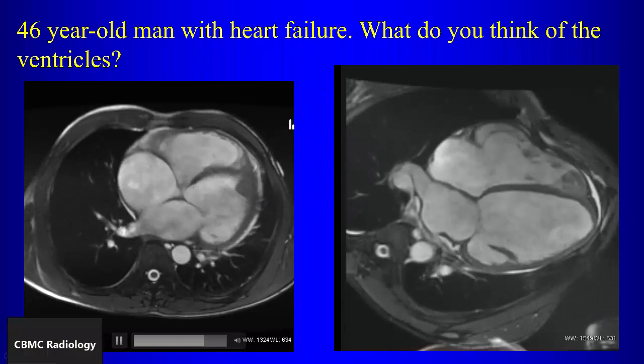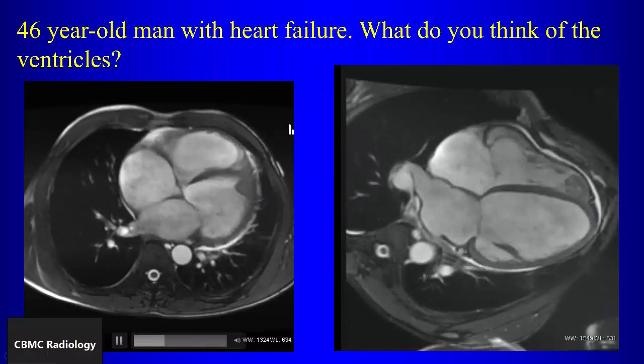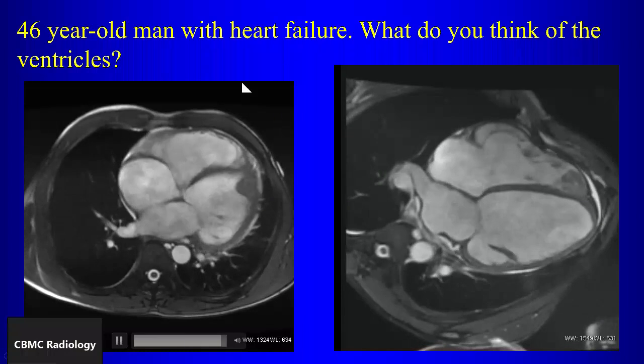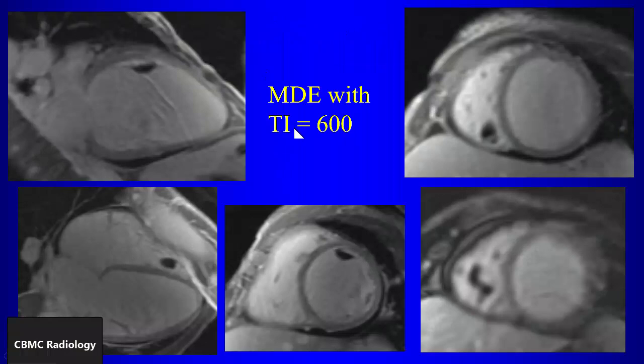Thrombus. Yeah, again, this is thrombus. Patients with heart failure are also at increased risk for developing thrombus, and that can occur in either ventricle. So it can occur in both ventricles, the left ventricle or the right ventricle. And again, here's MDE with an inversion time of 600, showing you the thrombus nicely. Here it's along the wall of the left ventricle. Here it's at the apex of the right ventricle. There's the thrombus there, the right ventricle there. Okay, there too.